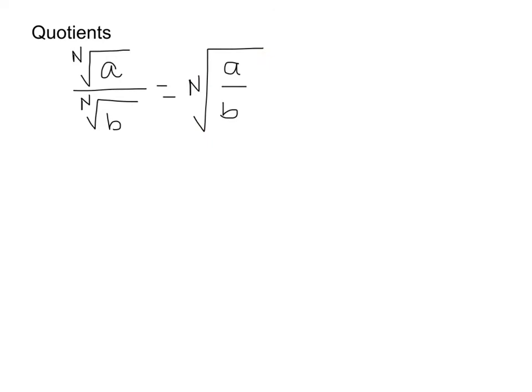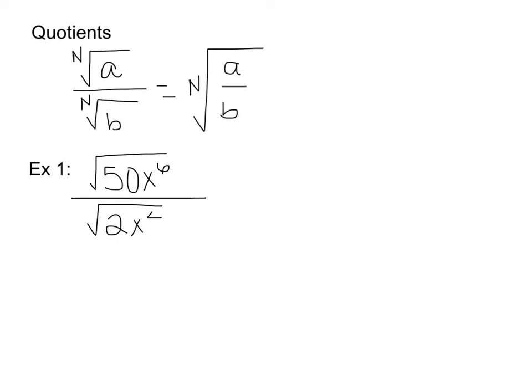So if I give you the square root of 50x to the 6th, divided by the square root of 2x to the 4th. Again, check to make sure that they have the same index. They're both square roots. So that means I can write it as one big radical, and I have 50x to the 6th divided by 2x to the 4th.